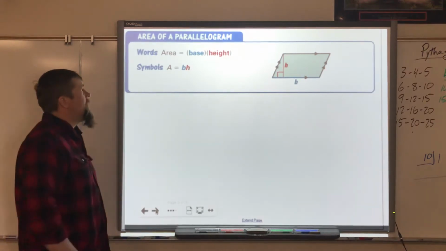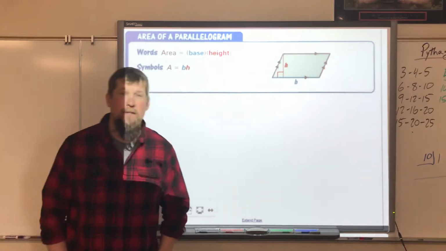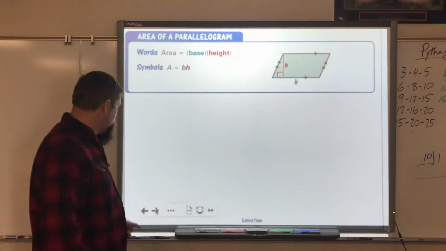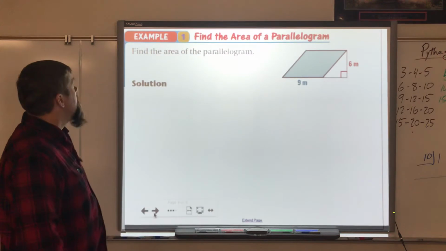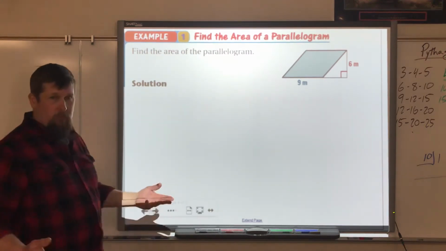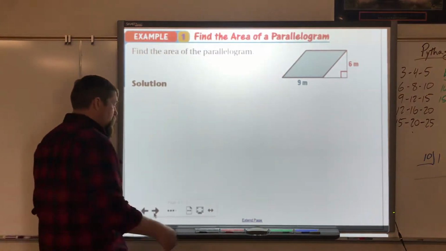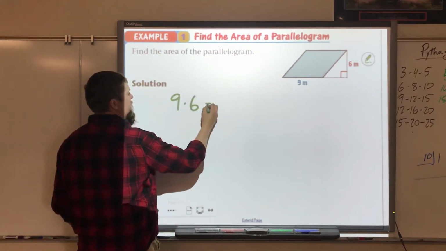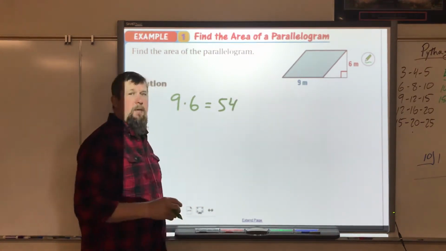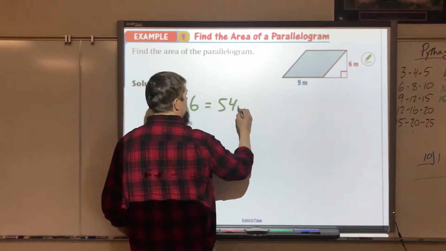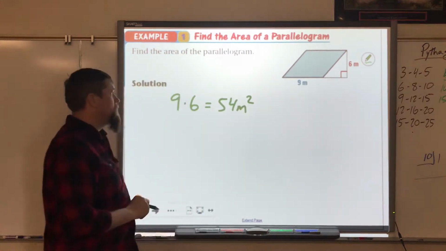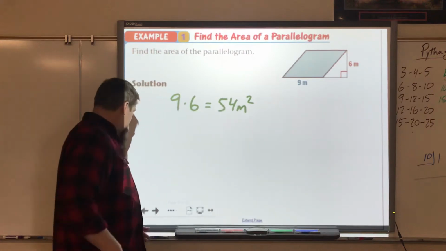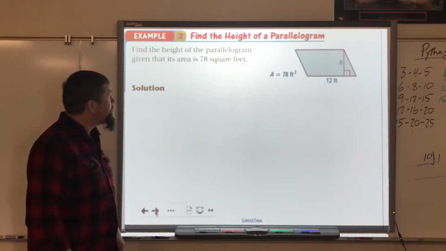So the area of a parallelogram is exactly the same as the area of a rectangle. Base times height, or length times width. Find the area of the parallelogram. Base is 9, height is 6. So we've got 9 times 6 equals 54. Of course, we need to be able to label, and that is meters squared. So when you label area, you always have to label appropriately.